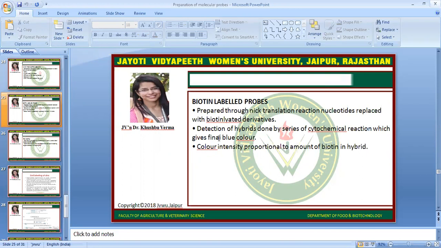These are prepared through a nick translation reaction, where nucleotides are replaced with biotin-labeled derivatives. Detection of hybrids is done by a series of cytochemical reactions which give a final blue color. The color intensity is proportional to the amount of biotin in the hybrid.